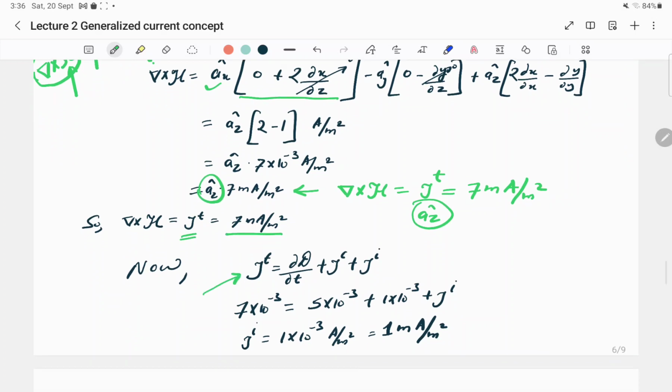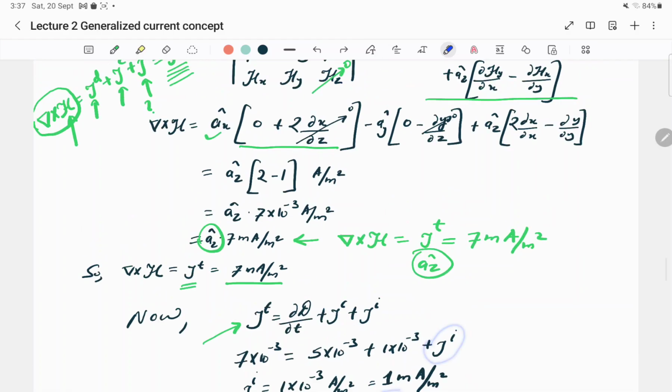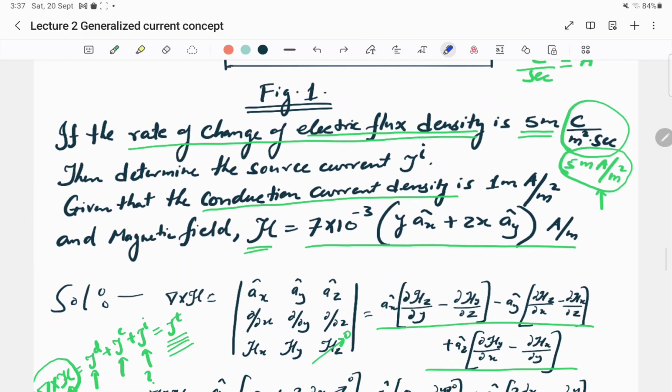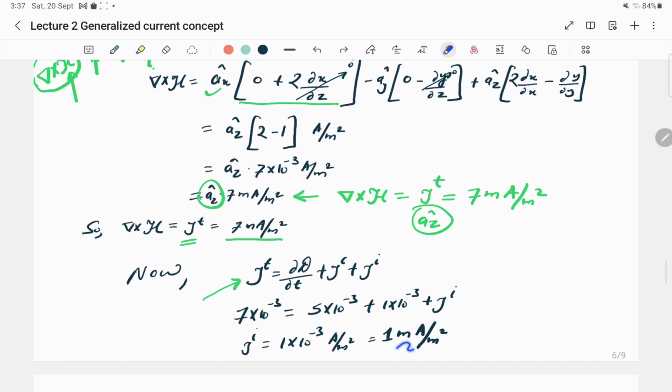Now we know that JT is equal to del D over del T plus JC plus JI. So JI becomes 1 milliampere per meter square. It has been asked to determine the source current JI, so the answer is 1 milliampere per meter square.